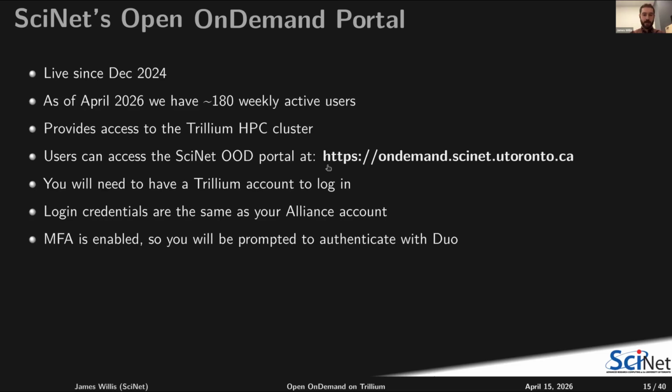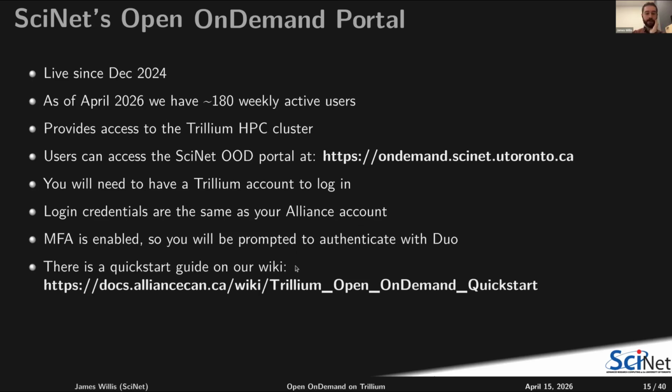You can access it by going to our portal at ondemand.scinet.utoronto.ca, where you will need to have an account on Trillium to access it. The login credentials are the same as what you use for your Alliance account. MFA is enabled, so you'll be prompted to authenticate with Duo as you're signing in. And we have a quick start guide on the Alliance wiki here. That'll get you up and running if you have any issues.